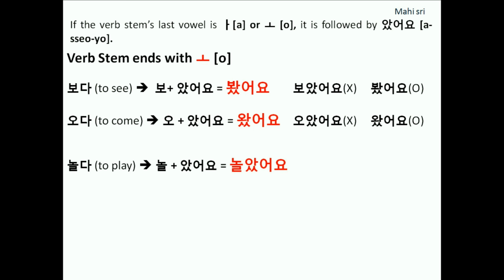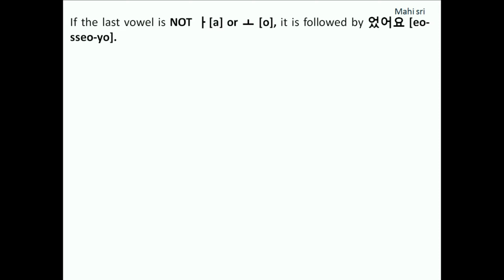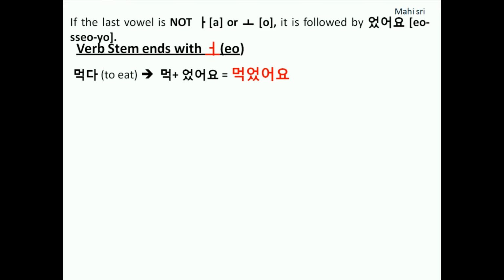And then nulda, nurasoyo. Right? Am I clear? Chutta, to like. Cho plus asoyo, chuasoyo. Then verb stems not ending with a or o. Mokta. Mok plus osoyo, mogosoyo. I ate. Potta, to undress. Pot plus osoyo, poshosoyo.